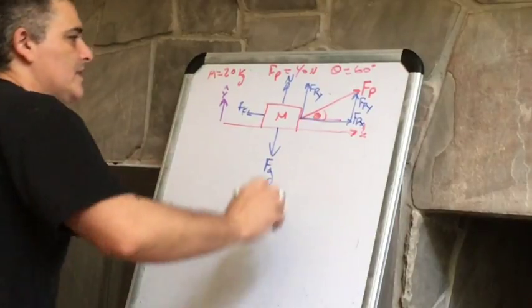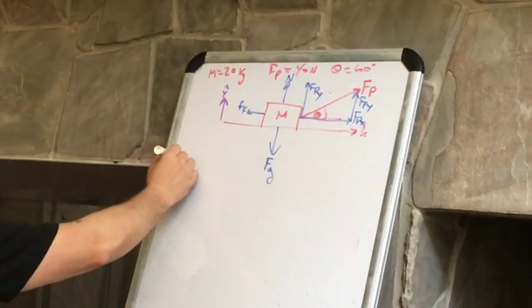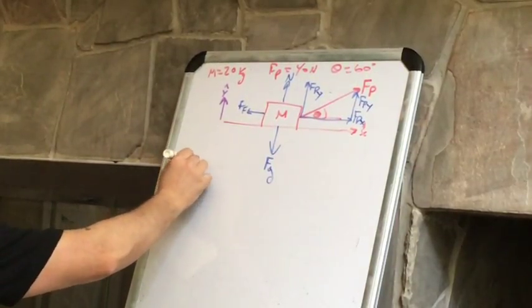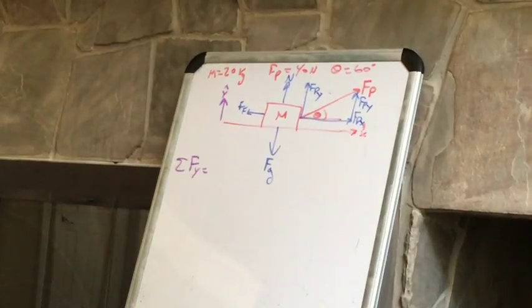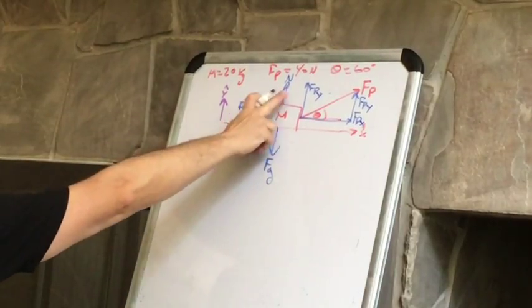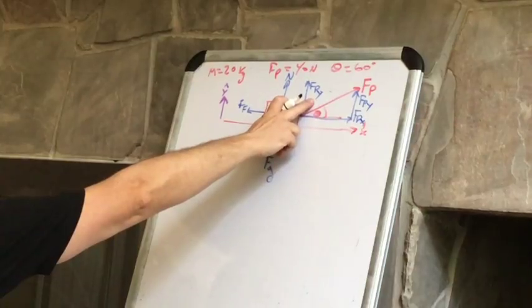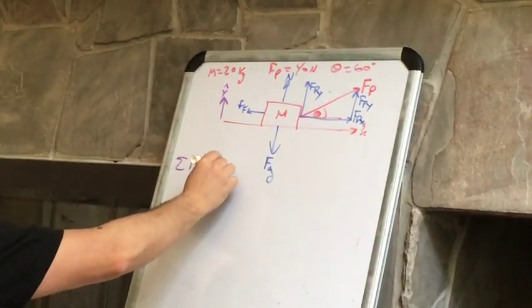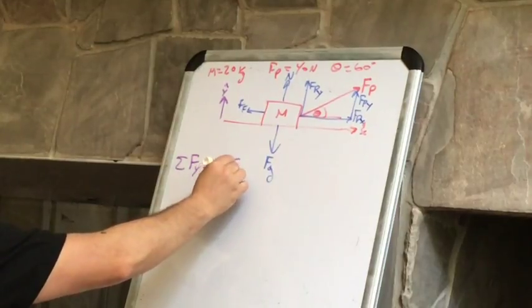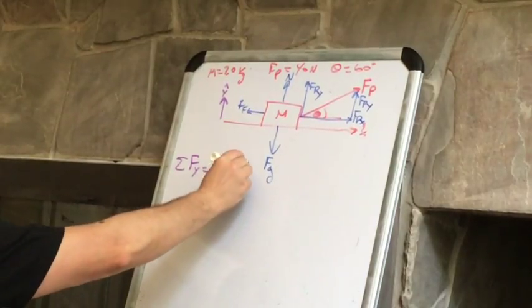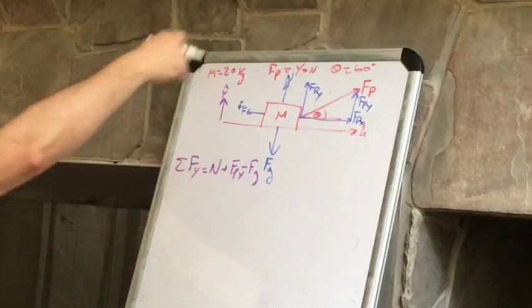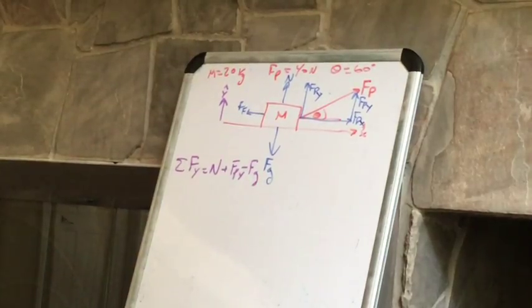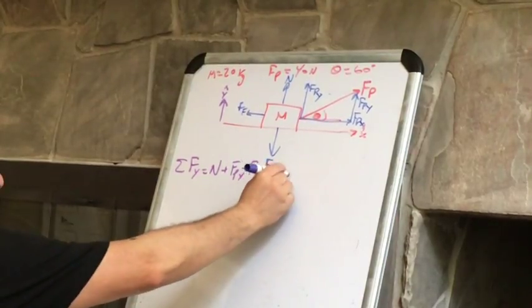Okay, so in this case, let's start with the Y part. So the sum of all forces in the Y direction, right? We see the normal force, we see the pulling force in the Y direction, and we see Fg. So normal force plus the pulling force in the Y direction, minus Fg, because Fg is going down. Now we don't expect it to leave the ground, we don't expect it to cut through the ground, so this whole thing is going to equal 0.